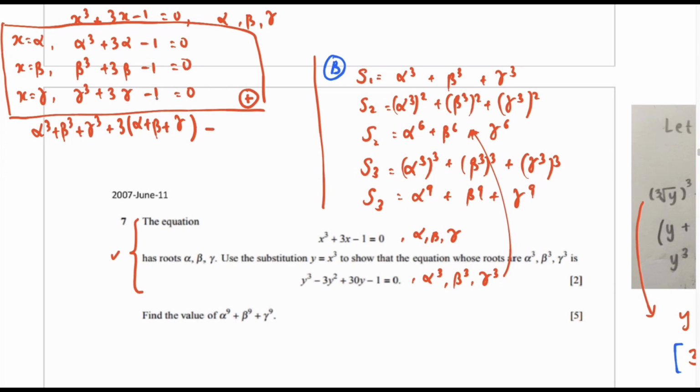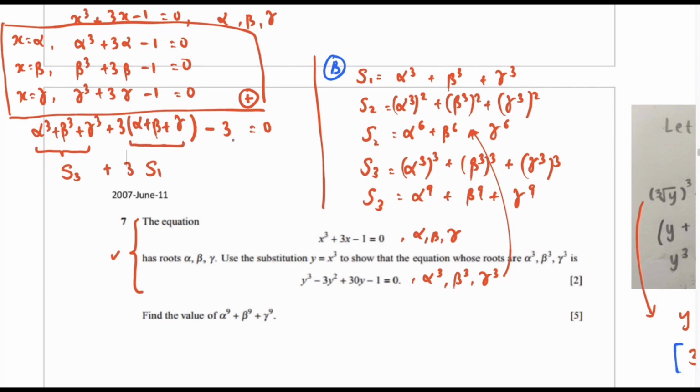And I add up these three. So I will get minus three equal to zero. So the actual recurrence relation is based on this. You can see something. This is S3. This is S1. And how about this? This is just 3, right?